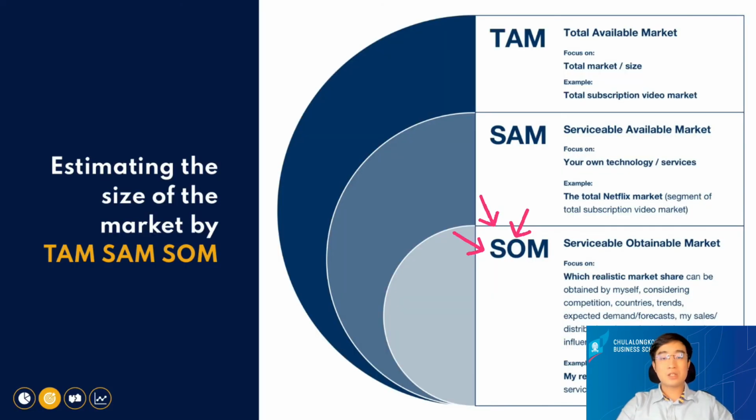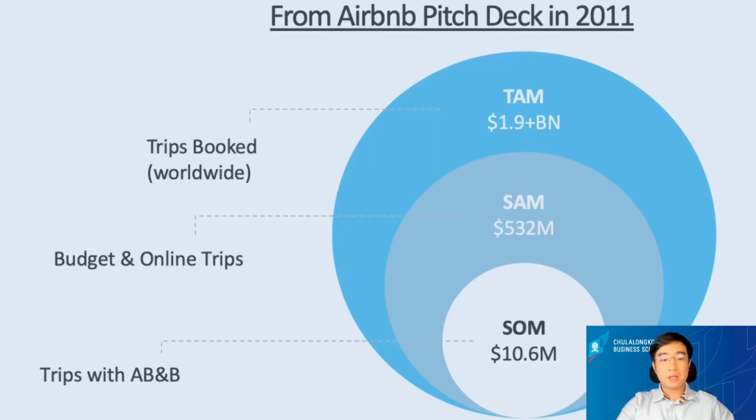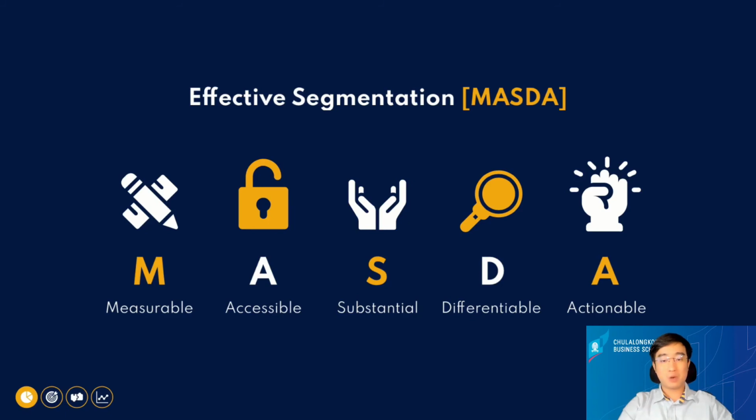Lastly, SOM, being serviceable obtainable market, where we focus on the obtainable market with the time factor into our consideration. We run competitor analysis and other factors and specify the timeline of the plan by which we will achieve that target of the market. In the Airbnb case, they say they will capture $10.6 million in value in 1 year, for example. Last stop before we go into another step, we have to check with our MASDA framework to analyze that our targeted segment is M, measurable, A, accessible, S, substantial, D, differentiable, and A, actionable, to move on to the remaining steps.